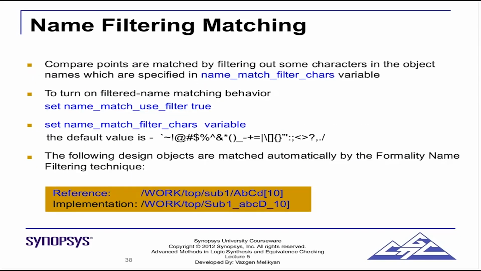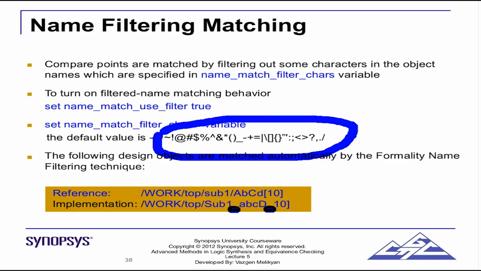Name filtering. There's a variable which has name match filter characteristics. Many times these tools will add an underscore, for example if you ungroup it, it will add an underscore. See this example. Reference has a slash here, which means that it has a separate hierarchy, but the implementation does not have a slash, which means that DC has ungrouped it, whether explicitly or implicitly. So it will add an underscore here. It will add an underscore here also. So the default value is this. All these characters are filtered for name match. So a slash is filtered and it is matched to underscore using name filtering. So it is capable of doing that. Again, you don't have to do anything special.